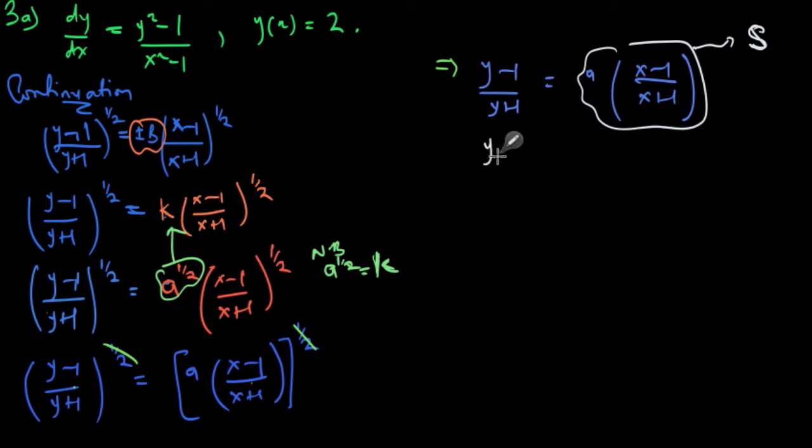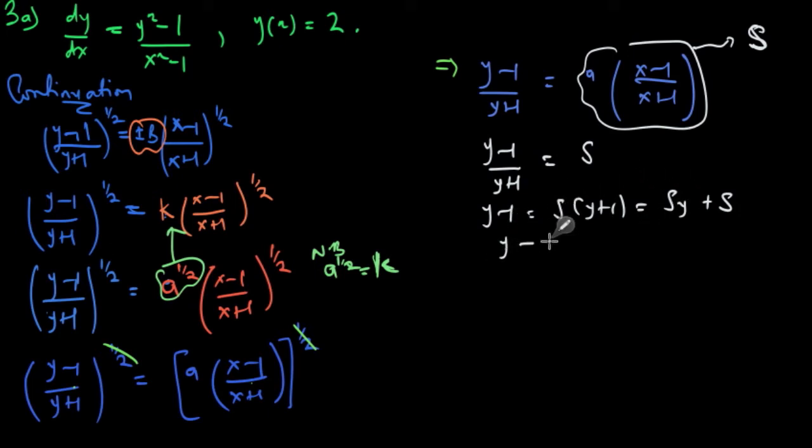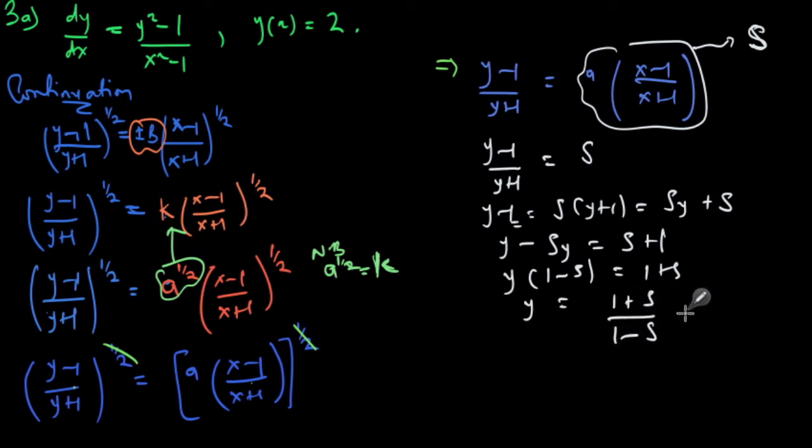Now we have (y minus 1)/(y plus 1) equals big S. So when you cross multiply, you have y minus 1 equals big S into (y plus 1). When you expand this, you have big S y plus big S. When you collect like terms, you have y minus big S y equals S plus 1, as this term comes to the other side. So when you make y the subject of the formula, you have (1 plus S) y... y equals (1 plus S) divided by (1 minus big S).